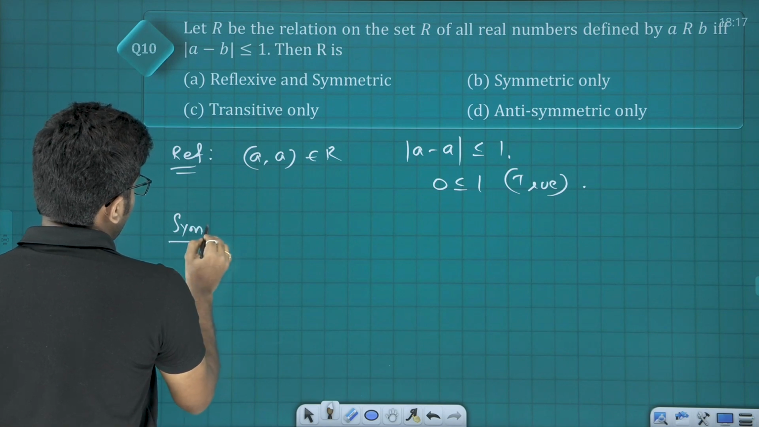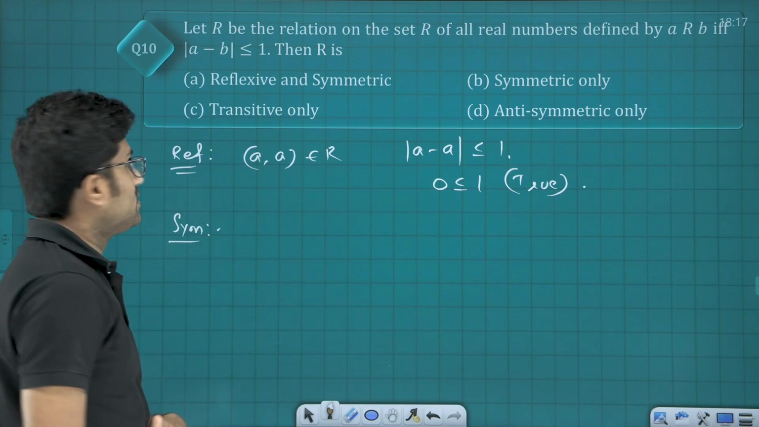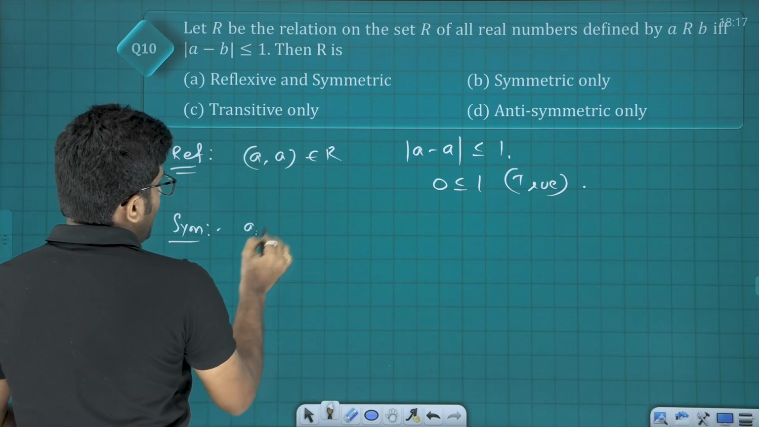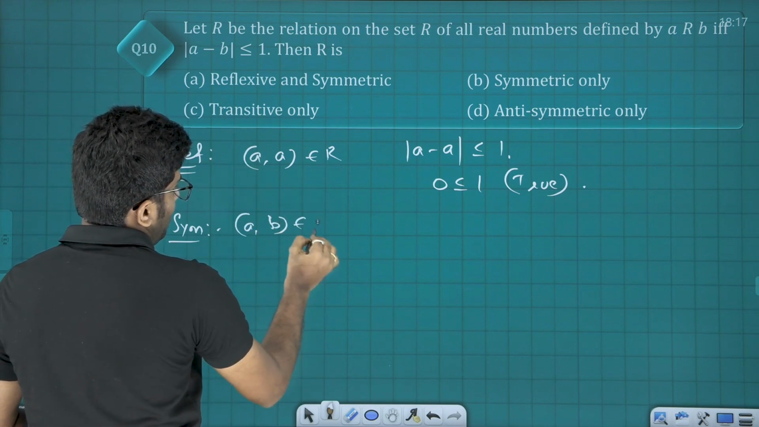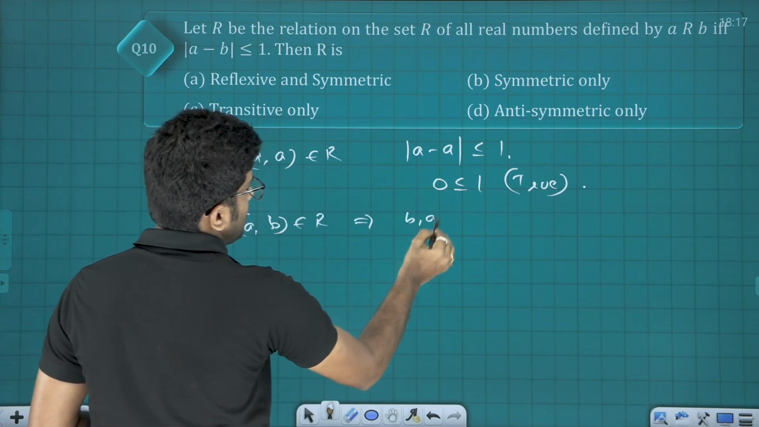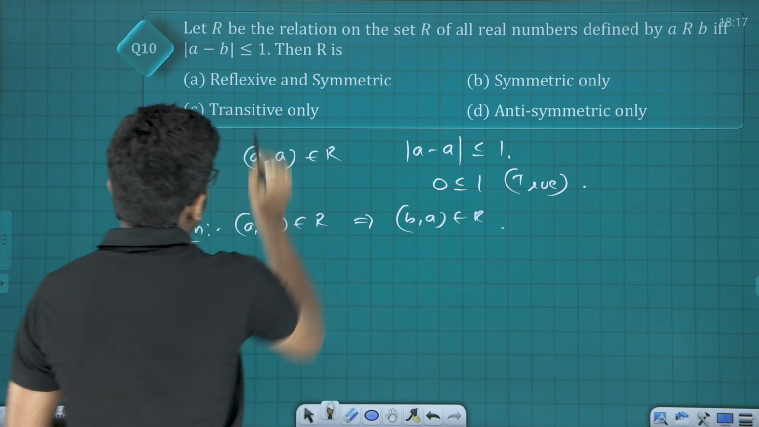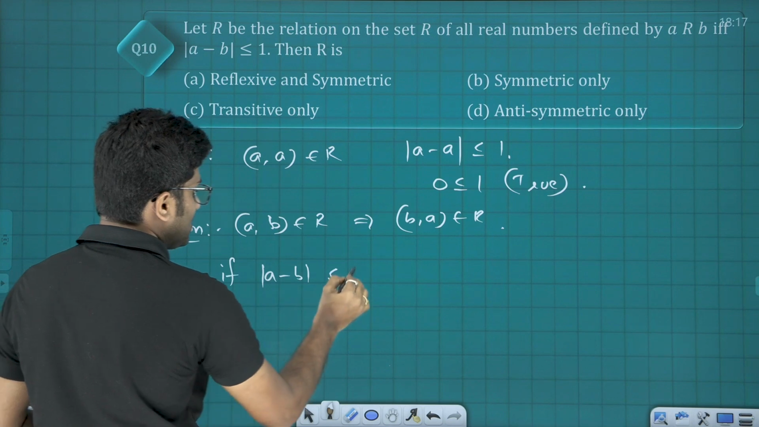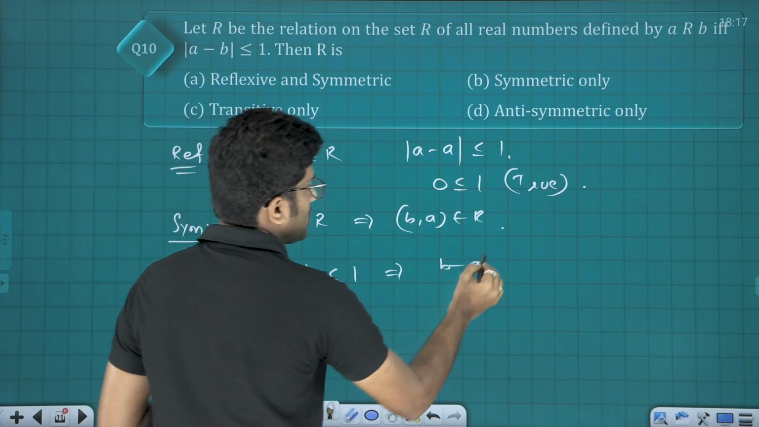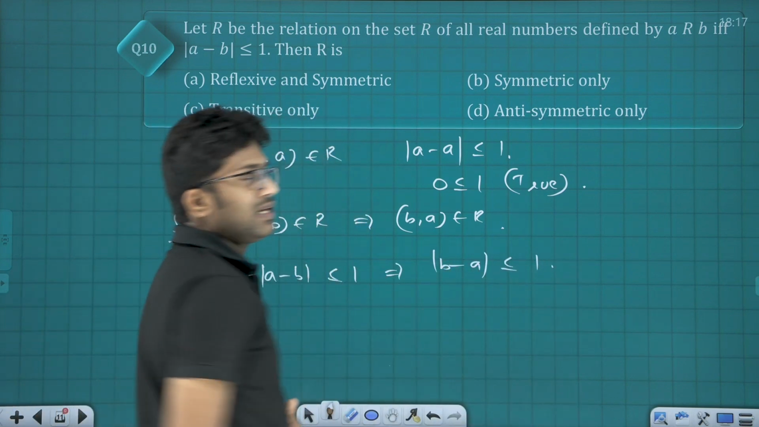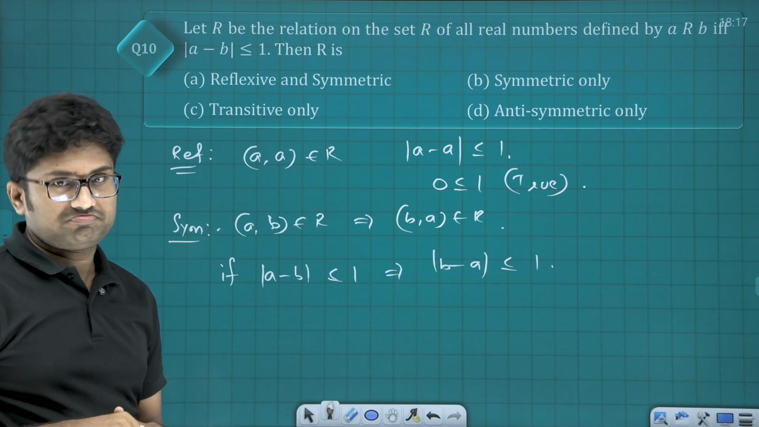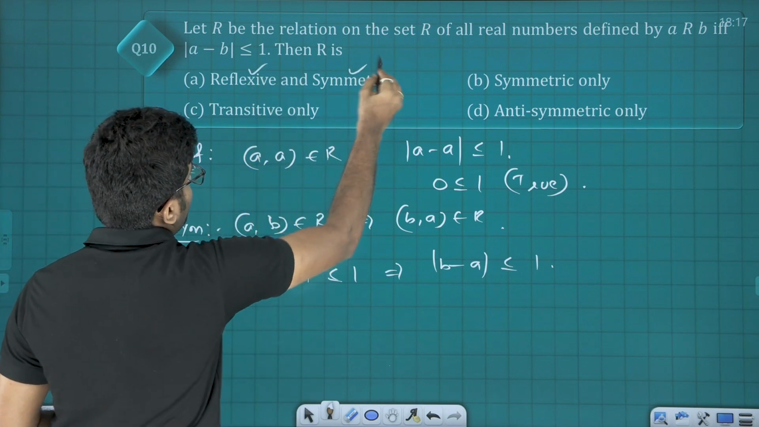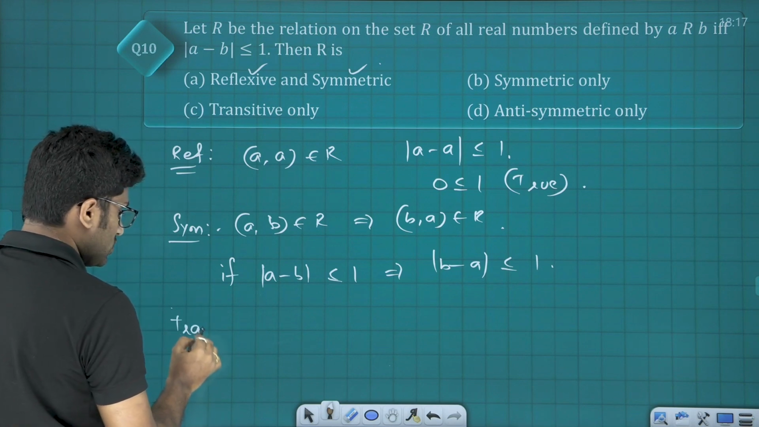Next, symmetric. Let's see symmetric, friends. If (a, b) belongs to capital R, it implies (b, a) also belongs to capital R. As we have modulus, friends, if mod of a minus b is less than or equal to 1, we can also say mod of b minus a is also less than or equal to 1. Clear? Now coming to transitive: it is reflexive, it is symmetric. Let's check for transitive also.